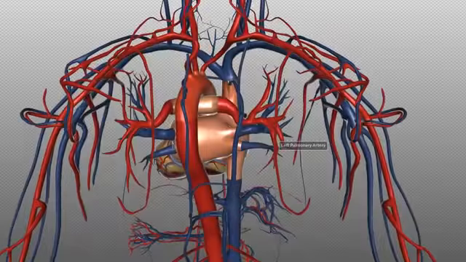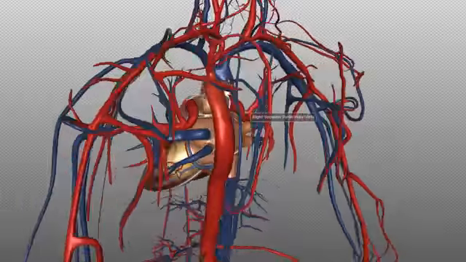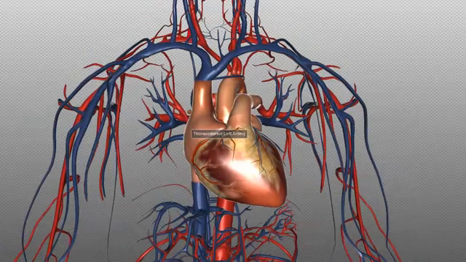And also you can see the pulmonary veins, which are returning from the lungs into the left side of the heart, the left atrium, are blue in this model because they're veins, but again these are the only veins in the body that carry oxygenated blood. So just to point that out.